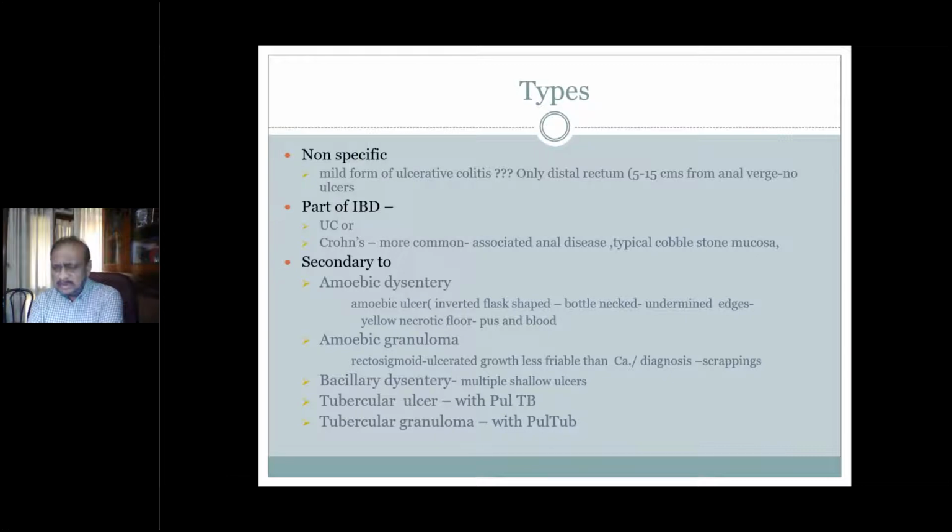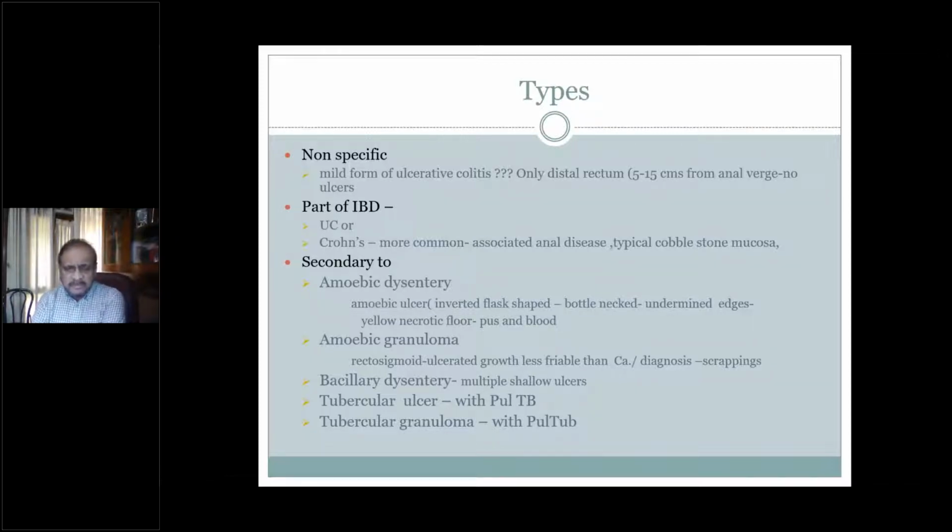Crohn's is more common in the rectum and is also associated with anal disease. You'll find perineal disease of Crohn's, and you can have multiple fistulas in the anal region. The typical cobblestone mucosa pattern can be seen on either sigmoidoscopy or colonoscopy examination. We'd like to see whether the more proximal part is involved by Crohn's disease.